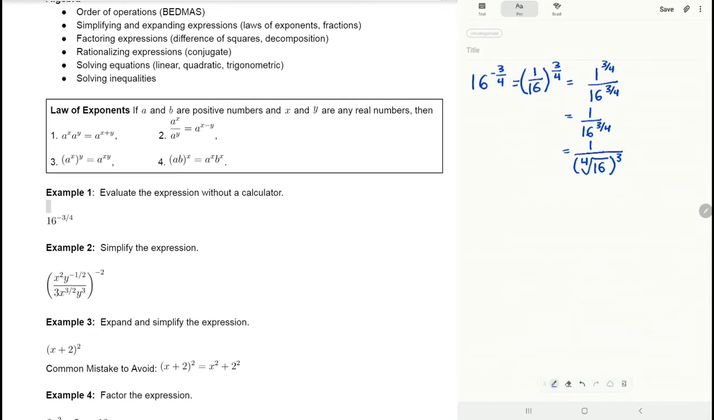Okay, so we change the fractional exponent of 3 over 4 into the 4th root of 16 raised to the power of 3. And now what's the 4th root of 16? Well, what number multiplied by itself 4 times gives you 16? Well, that's equal to 2. Okay, so the 4th root of 16 is equal to 2 because 2 times 2 times 2 times 2 gives you 16. And then we cube the 2, which gives us 1 over 8.